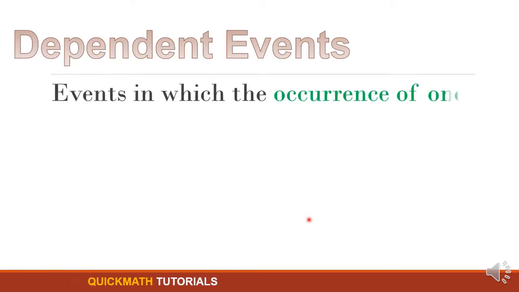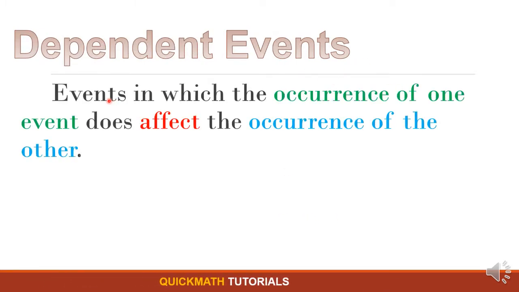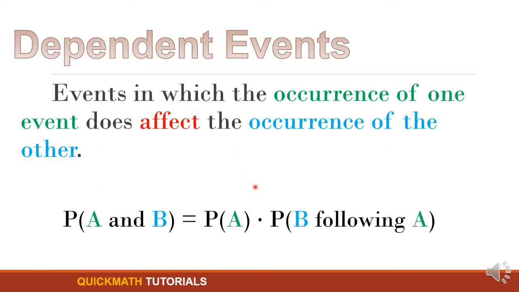Now let's have dependent events. These are events in which the occurrence of one event does affect the occurrence of the other. For its formula, we have the probability of A and B, which is equal to the probability of A times the probability of B following A.